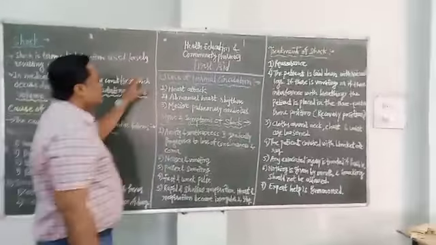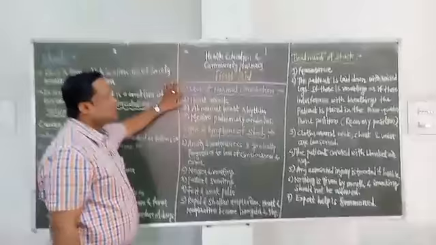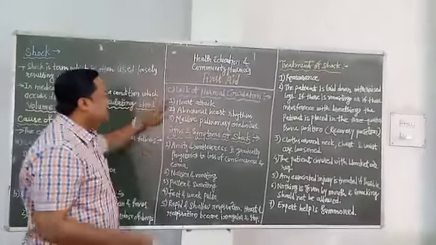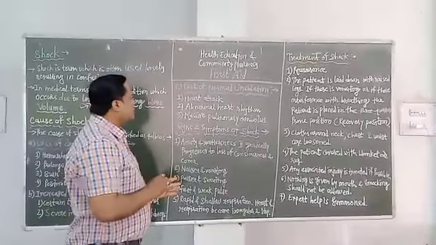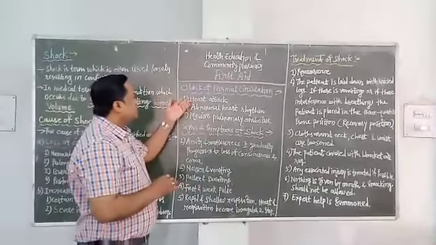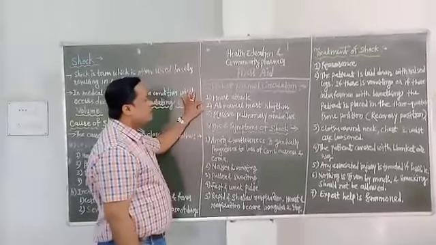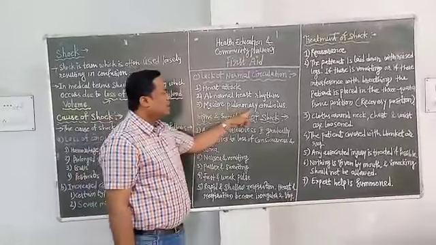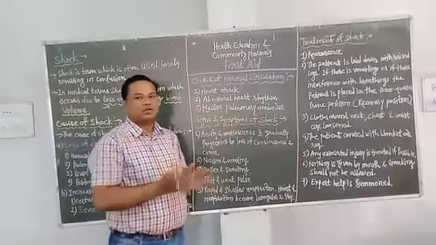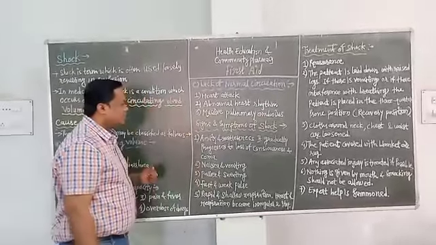Then third is lack of normal circulation. The causes are, the first is heart attack. In this, blockage can occur in the coronary artery and blood cannot flow in the normal condition. Second is abnormal heart rhythm. Then third is massive pulmonary embolus. Embolus means a clot.